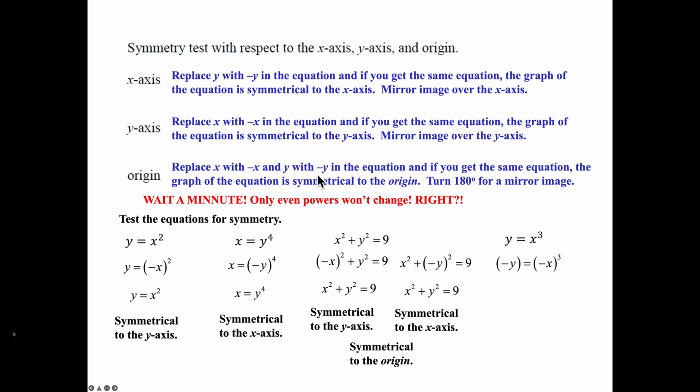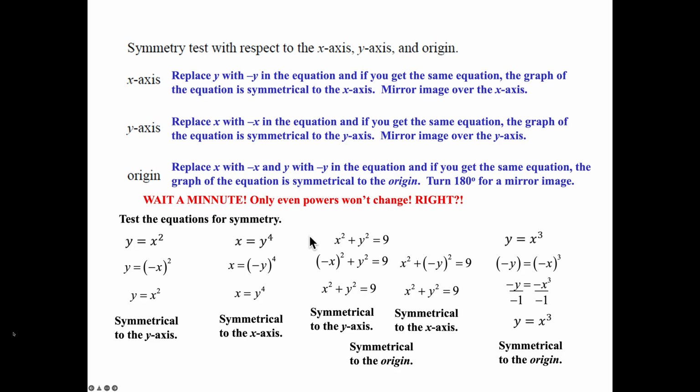Now watch what happens here. This will stay negative y. This is going to be negative x cubed. Well, wait a minute. That's not the original equation. Right, but how do I change this negative y back to a positive y? I divide both sides by, technically, a negative 1 in front of my y. Well, negative divided by a negative is a positive. Negative divided by a negative is a positive. I'm back to the original equation. That is symmetrical to the origin only. All right?